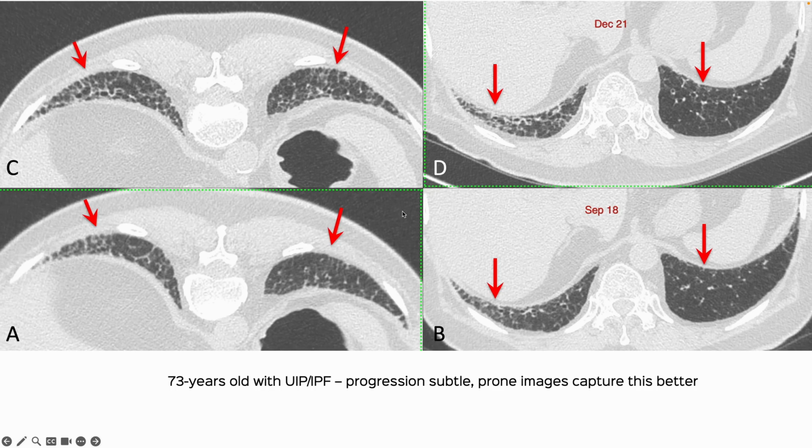Then subtle progression. Sometimes in the supine positions, it's a little tricky. Put the patient in the prone position and see how easy it is to know that there is definite progression of disease.